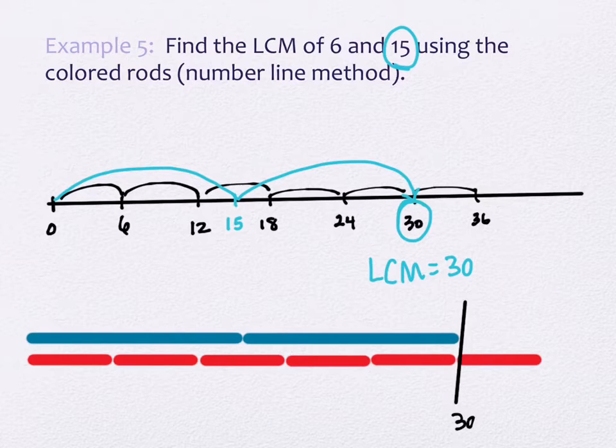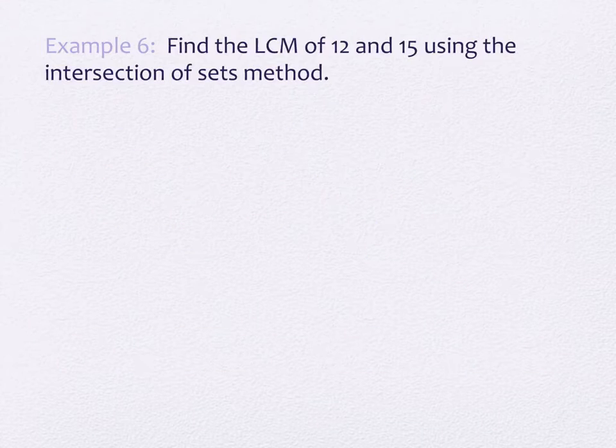So it would say 6, 12, 18, 24, 30, 36, and so on. And then it would say 15, 30, 45, 60, and so on. And we'd look for the lowest number they have in common. So we're going to do this with the numbers 12 and 15.